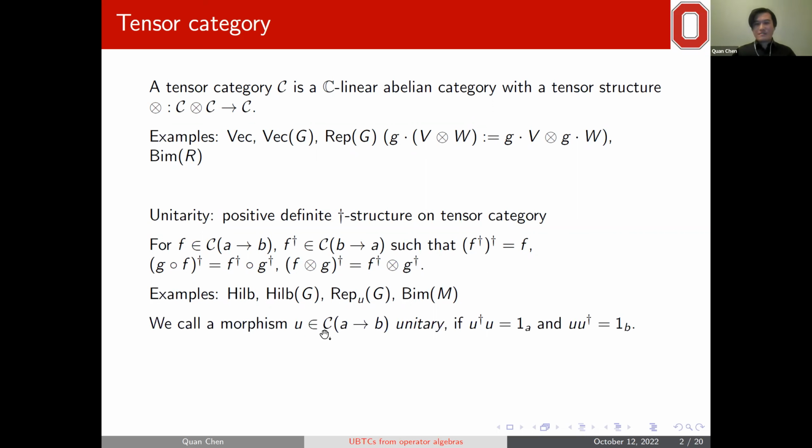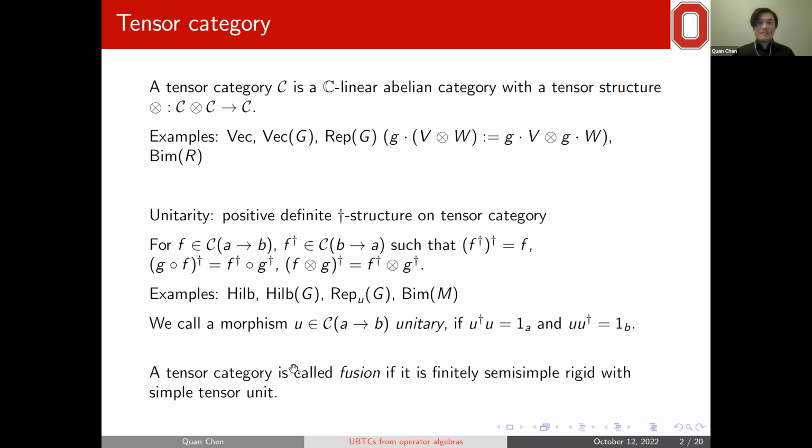And we call a morphism unitary if u dagger u equals the identity on A and u u dagger equals the identity on B. If you only have one of these conditions, then we call it an isometry, or a co-isometry. All right. So again, if you are in Hilbert space, then it is literally a unitary matrix. All right, so u star u equals identity on A, and u u star equals identity on B.